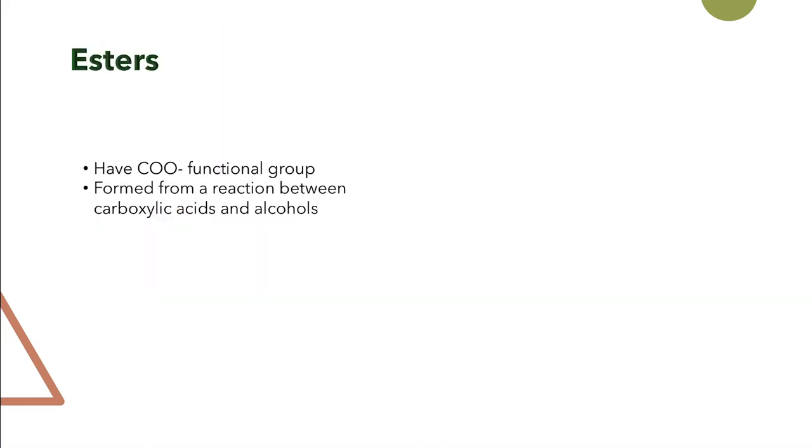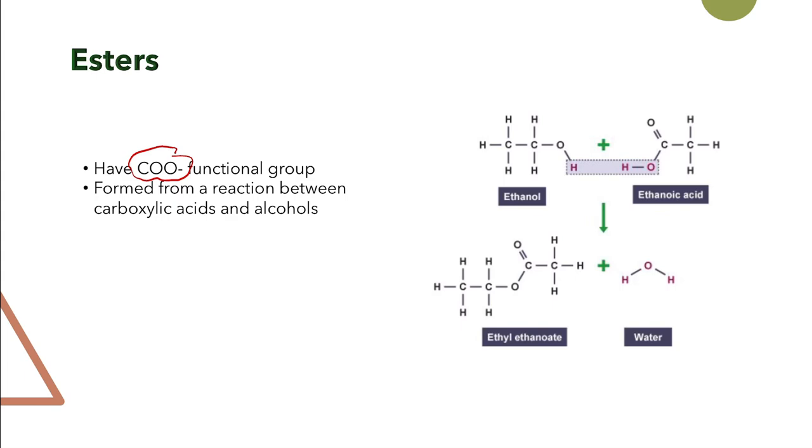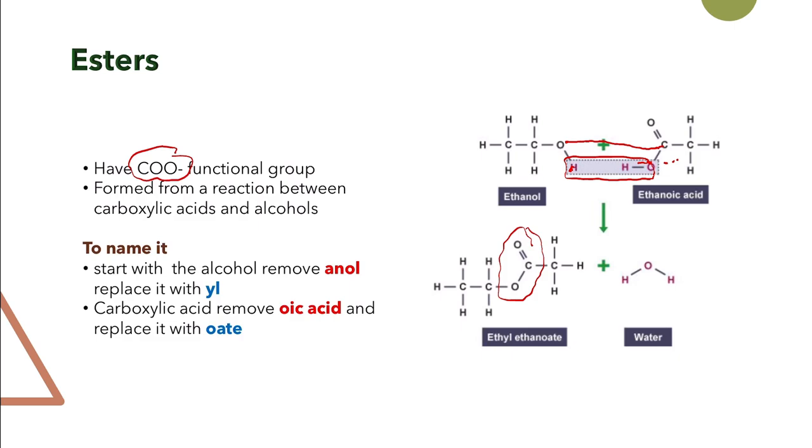Ester is the last homologous series you need to know. They have the COO functional group. They are formed from a reaction between a carboxylic acid and alcohol. So a small molecule of water is removed here. The OH comes from the carboxylic acid and the hydrogen comes from the alcohol, and then a new bond is formed between the oxygen of the alcohol and the carbon here from the carboxylic acid to form the ester. This is the ester functional group, which is COO. In addition to the ester, of course, water is the small molecule that is produced from the reaction.